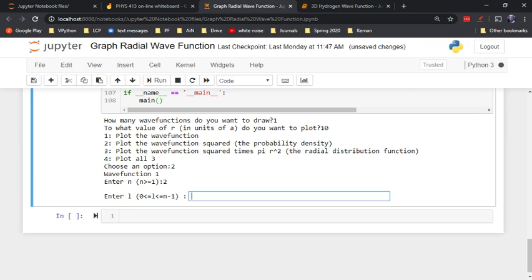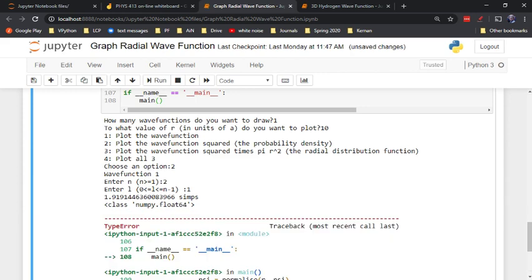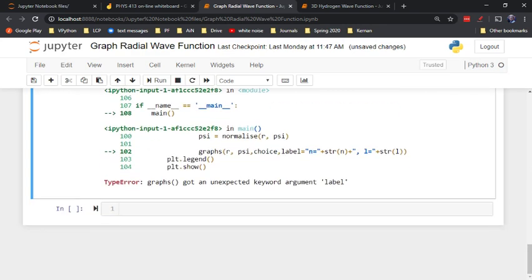Then it wants us to enter L. Now the trick is L has to be between 0 and n minus 1. This is the piece I always forget, is that it doesn't top out at n, it tops out at n minus 1. And so I have to do something that is less than 2 here. So let's pick 1. You notice we don't care about m because that doesn't enter into the radial wave function.